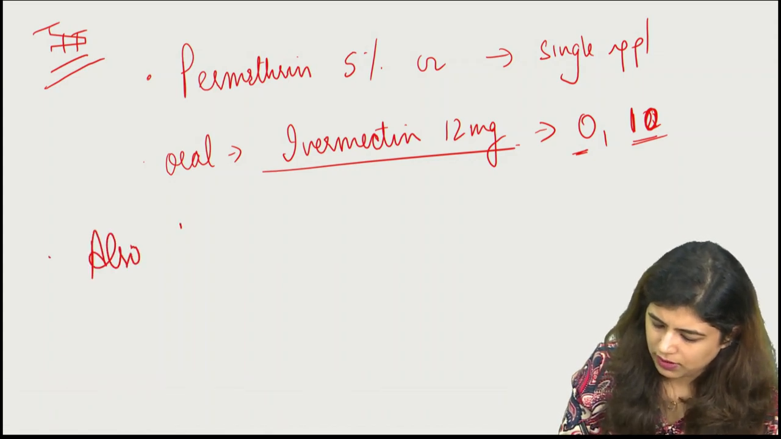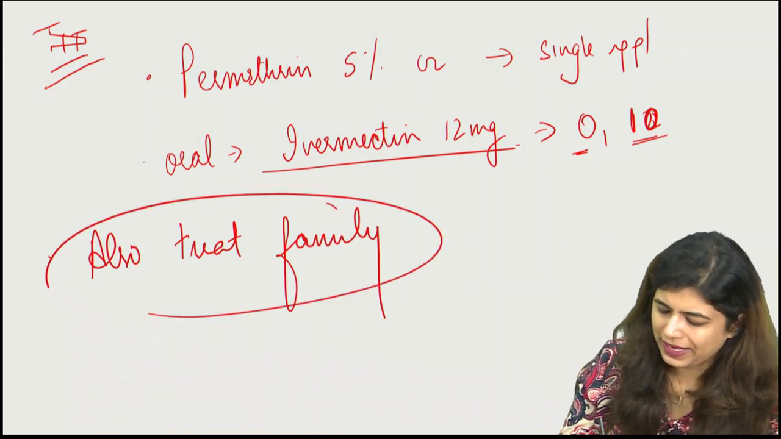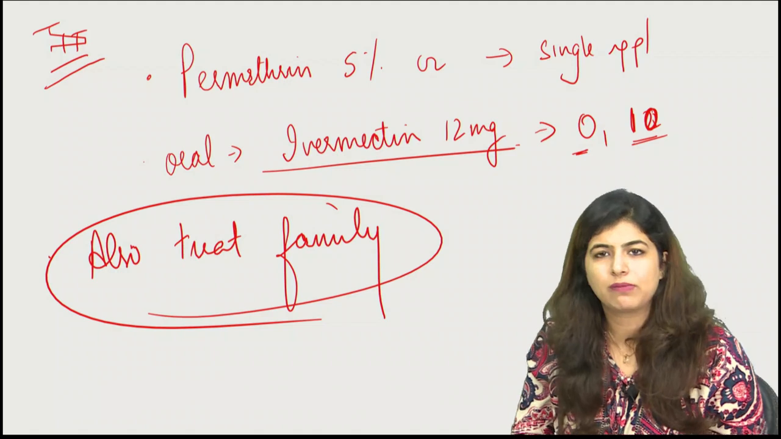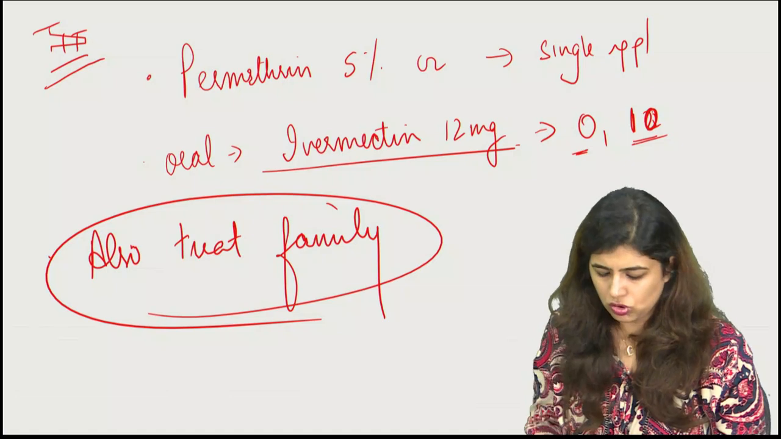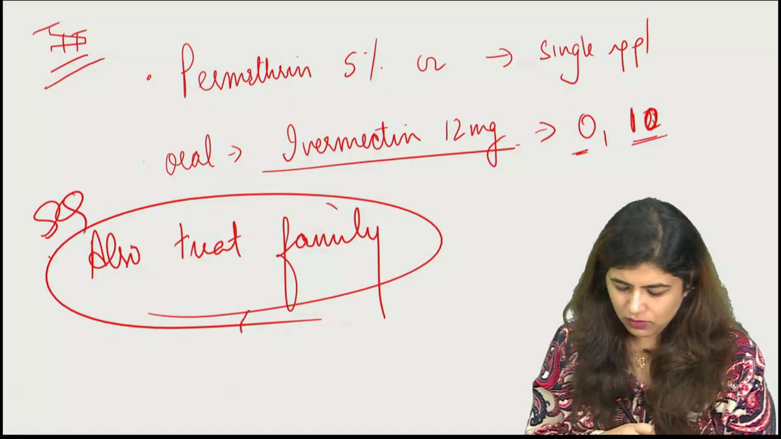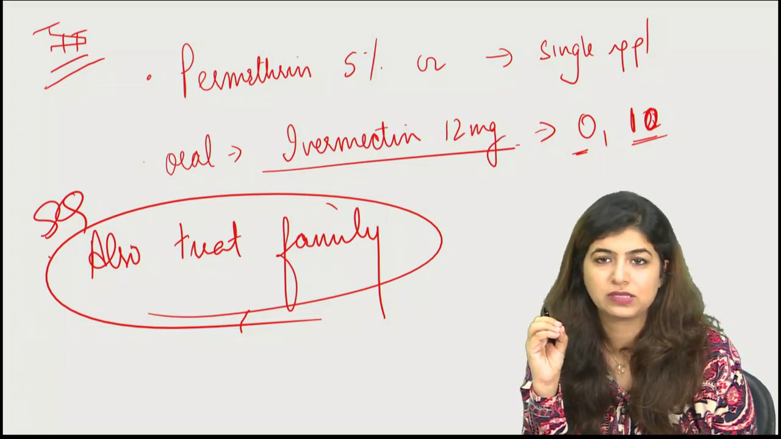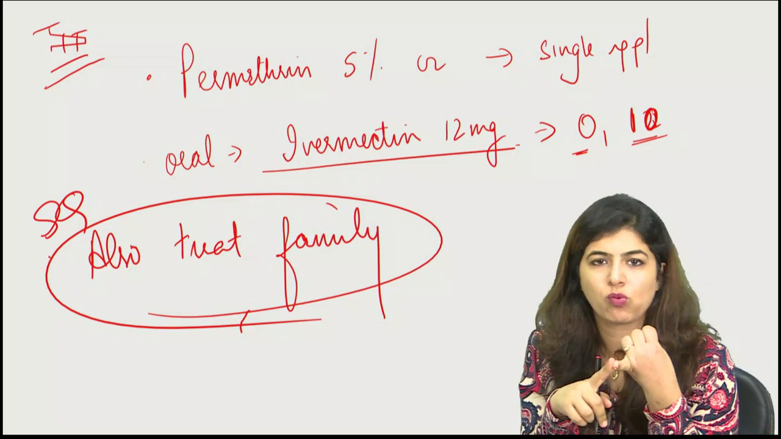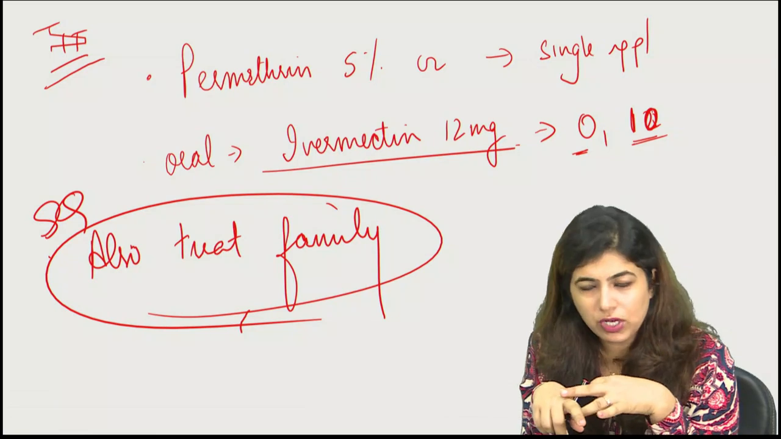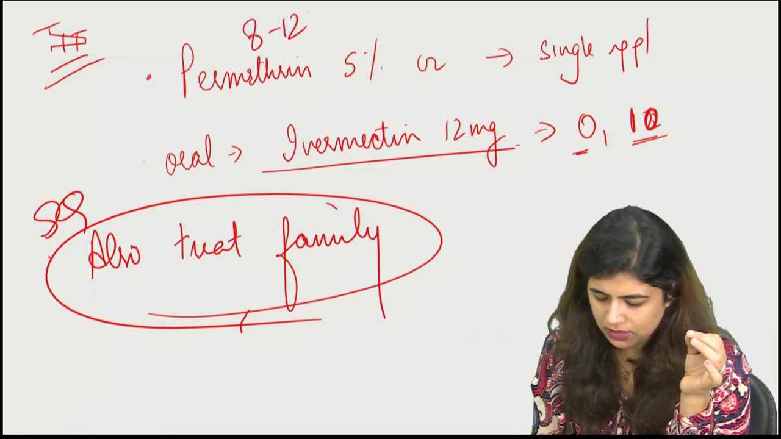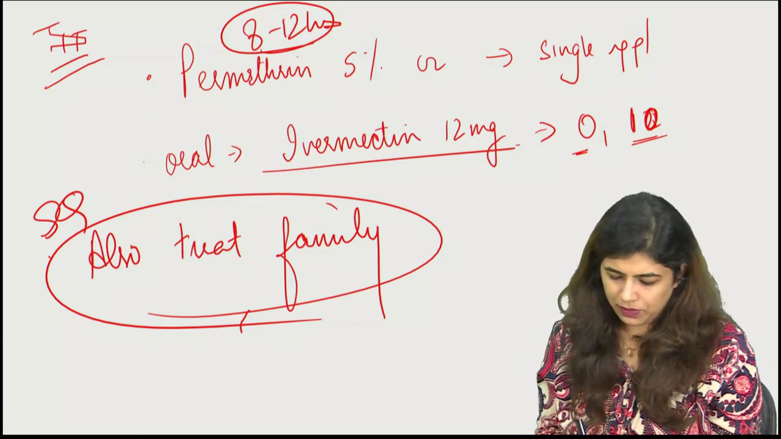And you also have to treat the family, because this is a disease which spreads by touch. So most of the family members also have findings, even if they admit it or not. So you also have to treat the family and wash their clothes. Trust me, they ask you how to treat a patient of scabies. In the options, it will be given whether you will wash their clothes, whether you will treat the family, for how long you will apply permethrin, 8 to 12 hours. So these are also the findings that you need to remember.